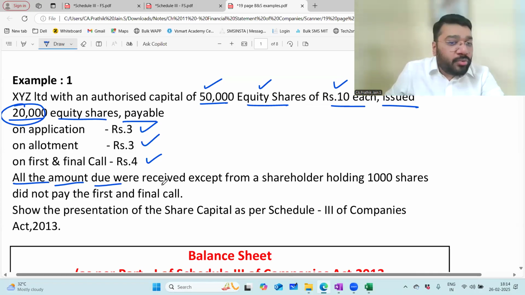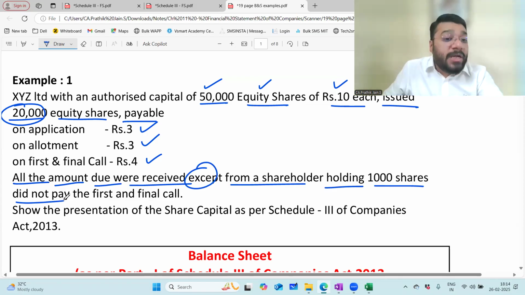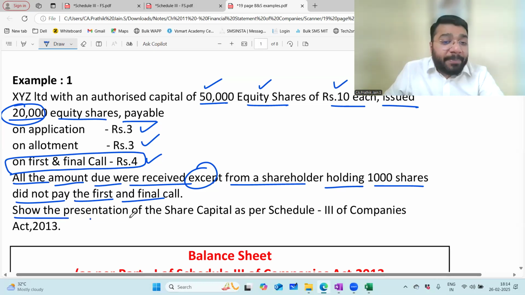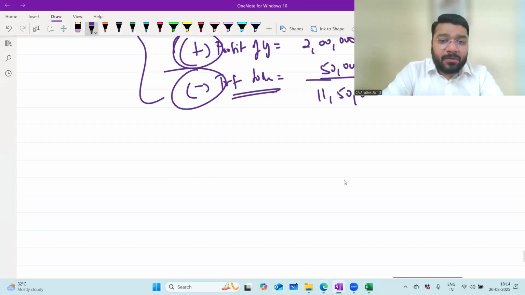All the amounts due were received, except from a shareholder holding 1,000 shares who did not pay the first and final call. Show the presentation of the share capital as per Schedule 3 of the Companies Act 2013. Can we do it? Now, tell me people, what is the first thing?